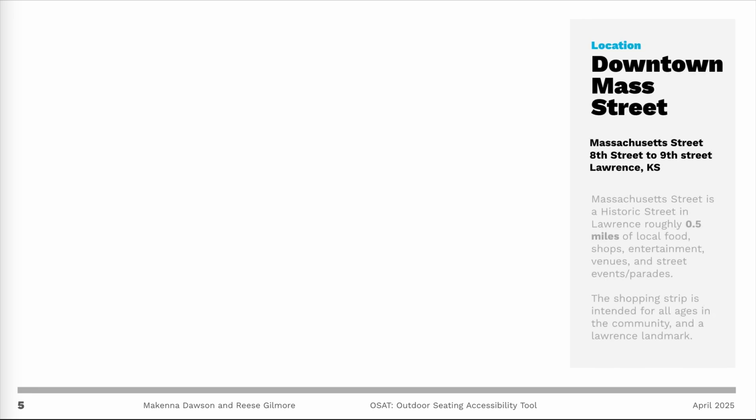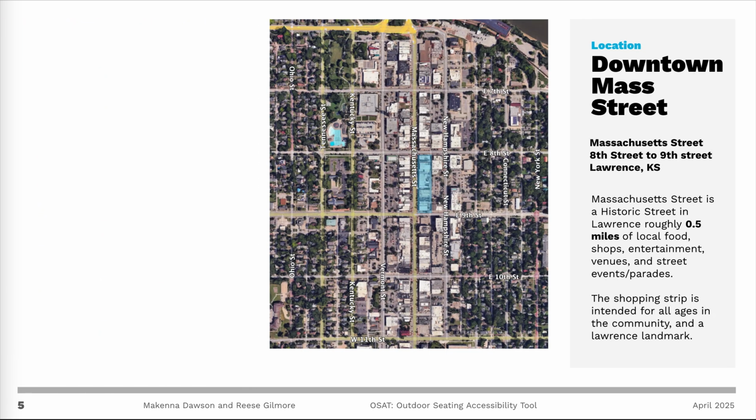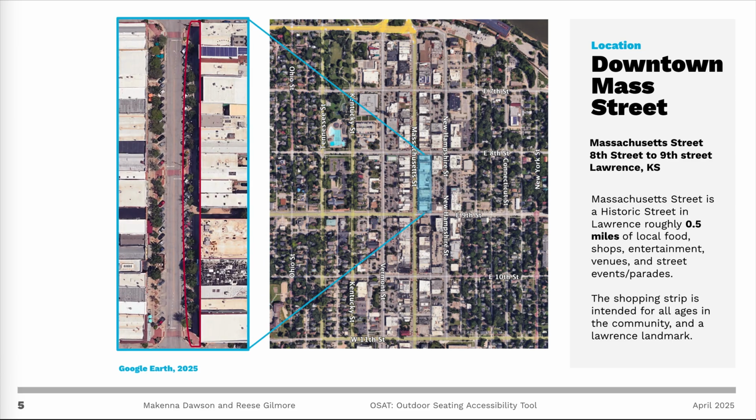So putting this tool to the test, we wanted to choose a place that we could evaluate in person, and being University of Kansas students, we wanted to choose a place that was for everyone in the community. So we chose downtown Mass Street, specifically the 8th to 9th Street block, as highlighted here in blue.